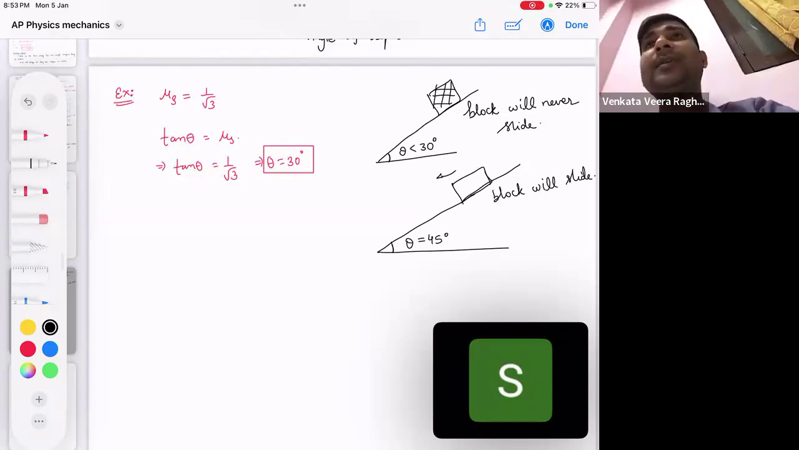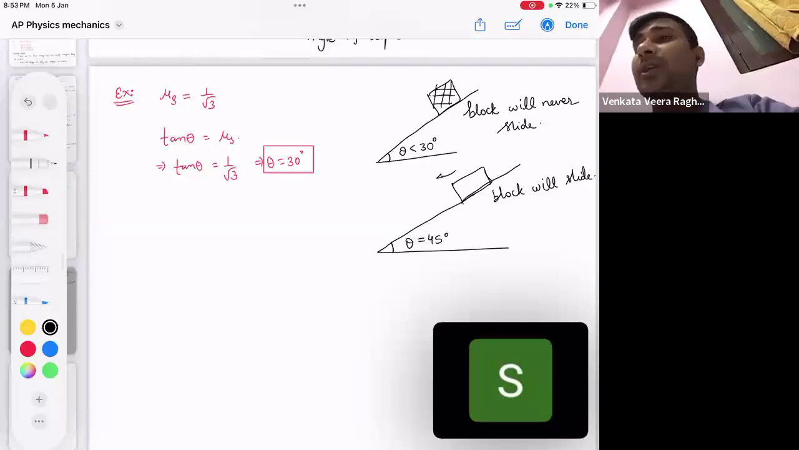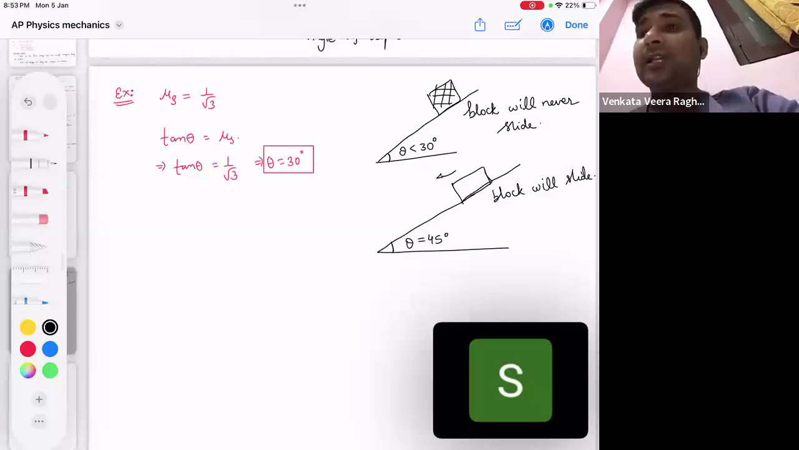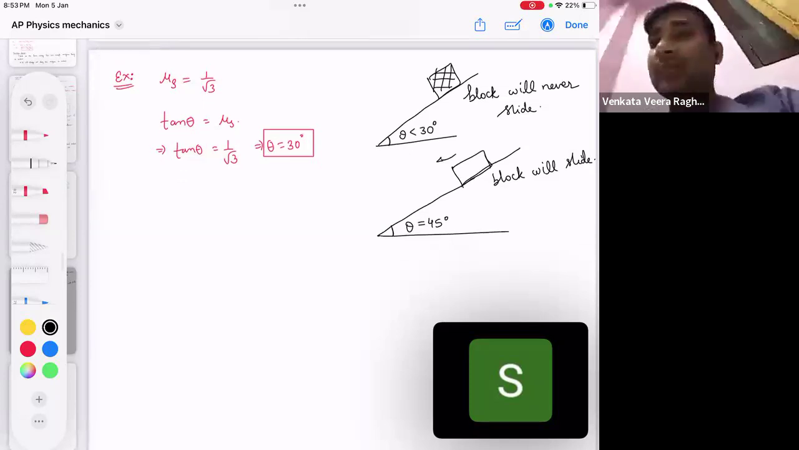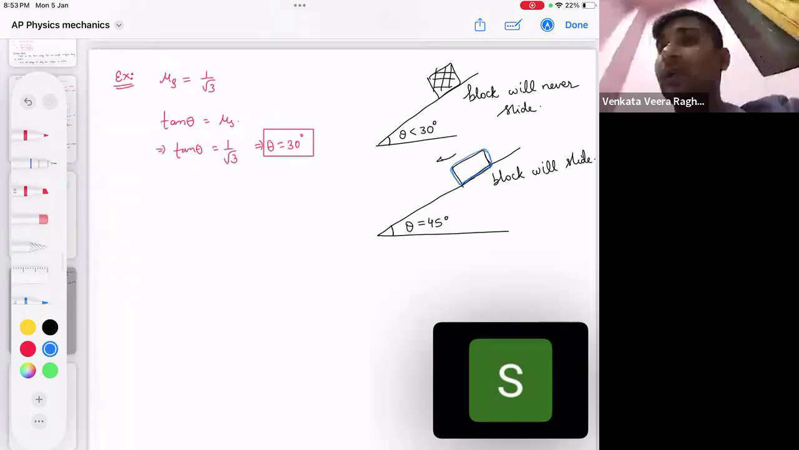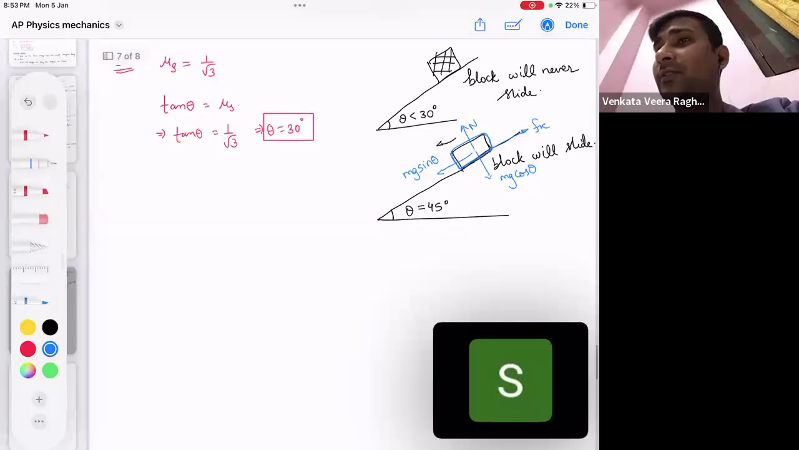Please tell me, if the block is sliding on this inclined plane, then what will be the acceleration of the block? So here, if I want to calculate the acceleration of the block, what forces will be there? Normal will be there. Can I directly write the component? Mg cos theta. Other component, mg sin theta. And here the block is sliding, so what kind of friction? Kinetic friction will be acting.